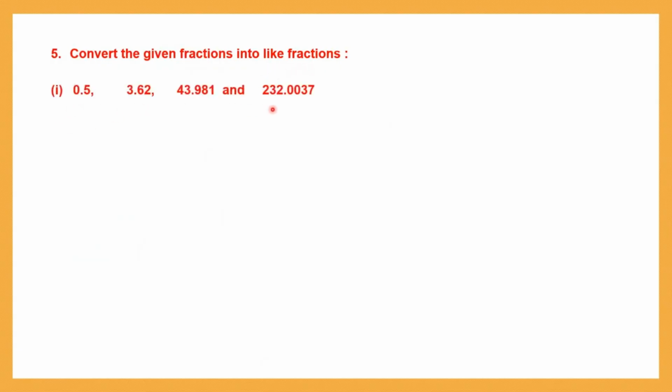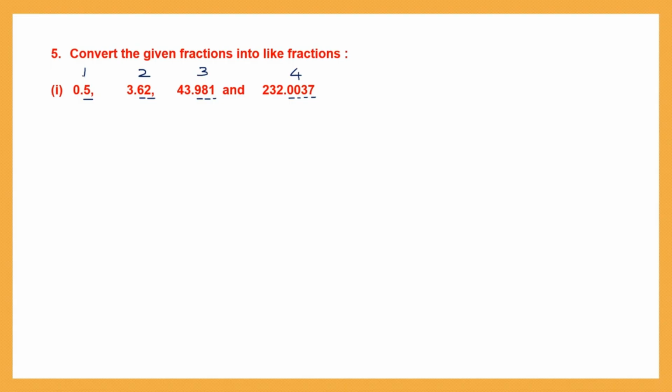Okay, so we've been given some decimal fractions here. We have to convert them to like fractions. What do we mean by that? Now look at the first one here. The first number is 0.5, isn't it? There's only one decimal place. Second one, there are two decimal places. Third one, 1, 2, 3. There are three decimal places. Fourth one, 1, 2, 3, 4. There are four decimal places. So they're all different decimal fractions because they have different decimal places. So such decimal fractions are called unlike decimals.